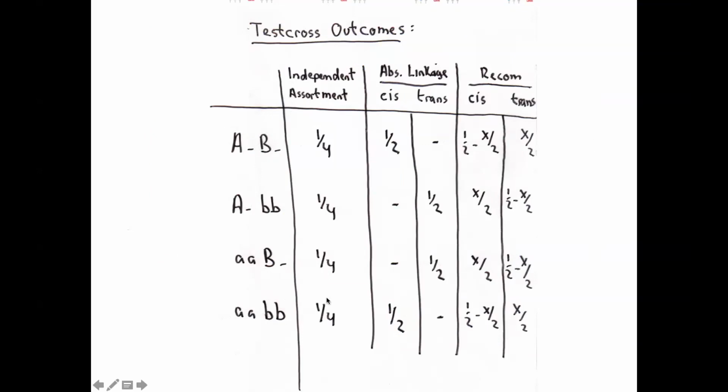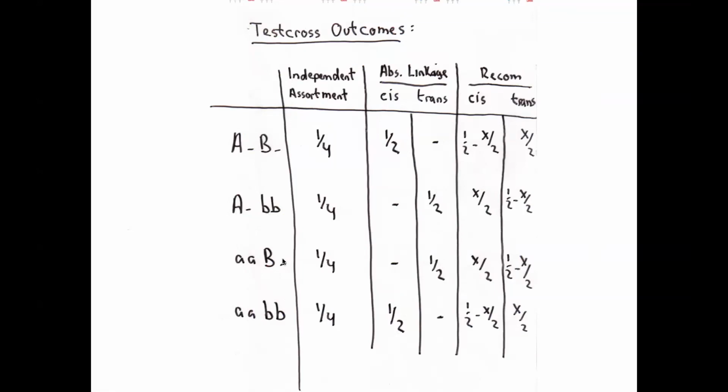If you have absolute linkage in cis in that F1 dihybrid and you perform the test cross, you should get a 1-to-1 phenotypic segregation ratio between these 2 phenotypic types, dominant-dominant and recessive-recessive. If you have absolute linkage in trans, and you perform the dihybrid test cross, you should see a 1-to-1 segregation of the dominant-recessive and recessive-dominant for the 2 traits.